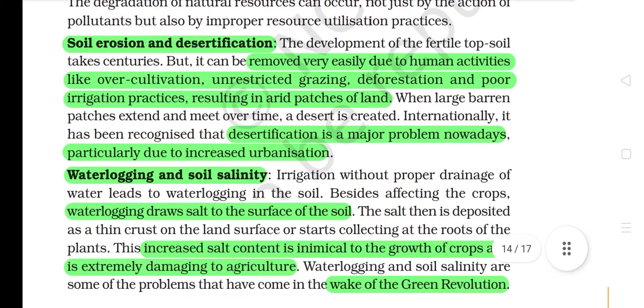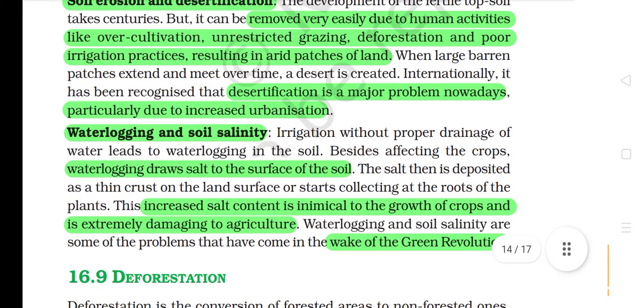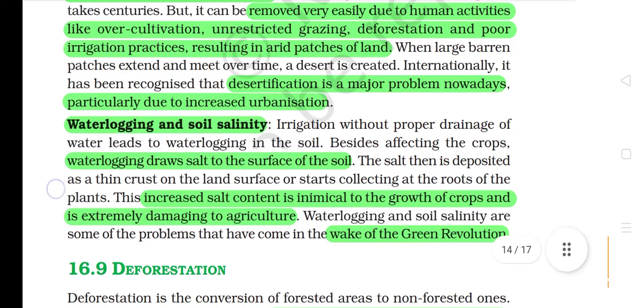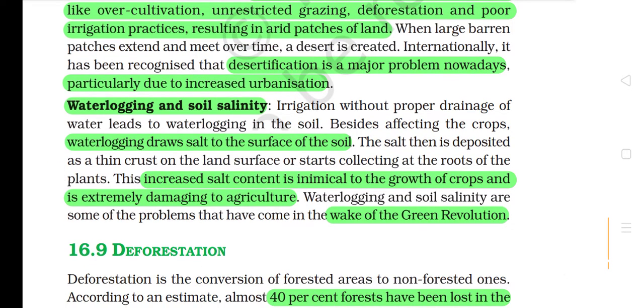When large barren patches extend and meet over time, a desert is created. Internationally, it has been recognized that desertification is a major problem nowadays, particularly due to increased urbanization.